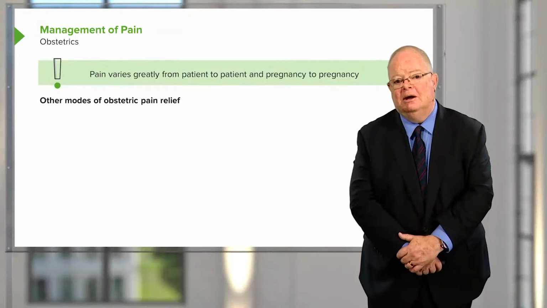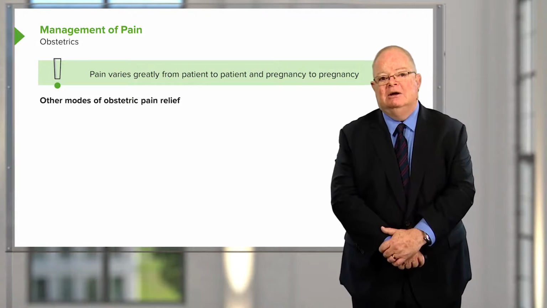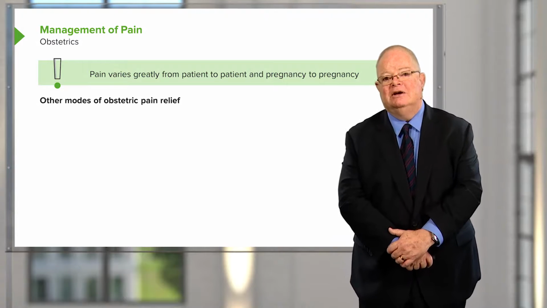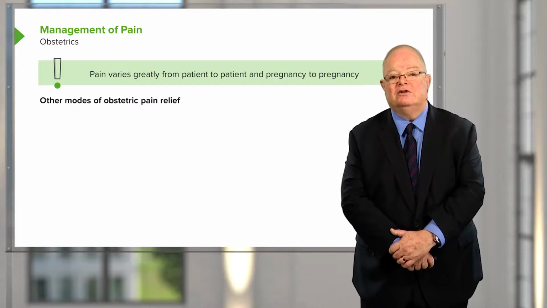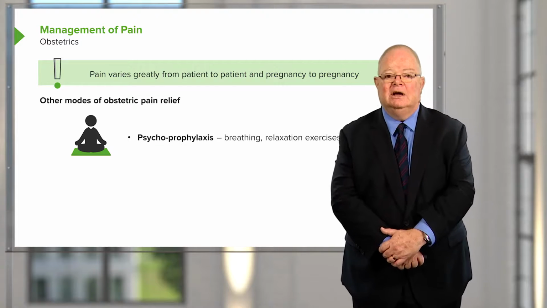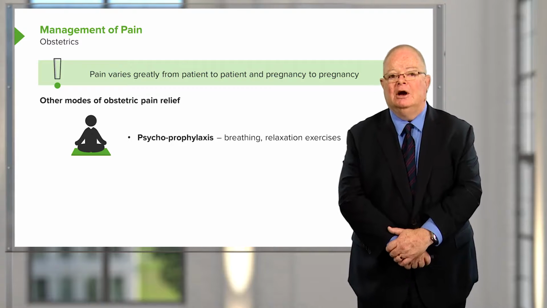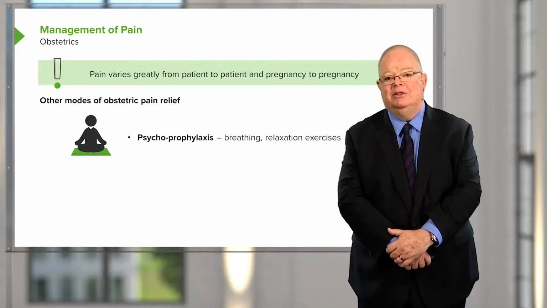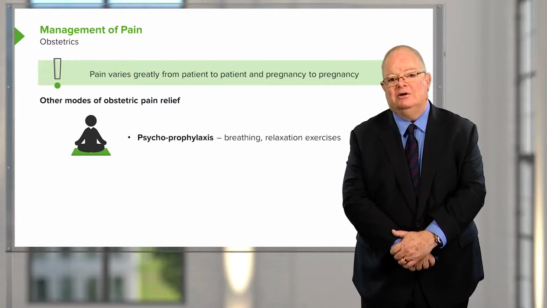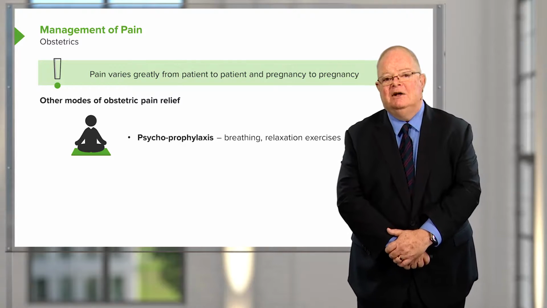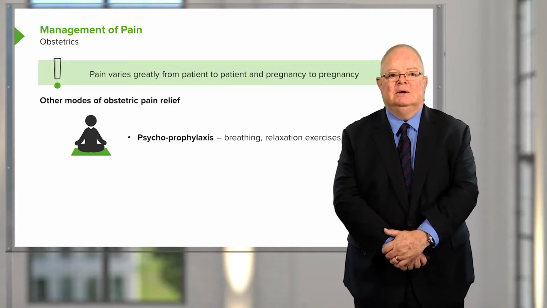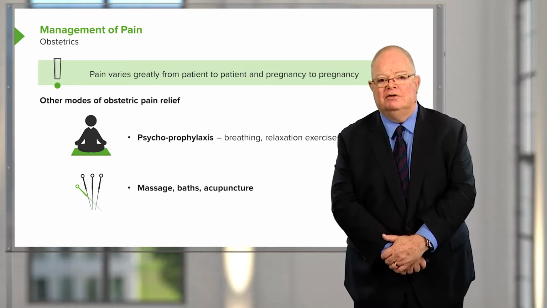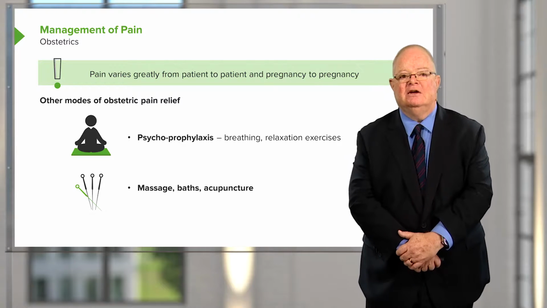There are lots of other modes of obstetric pain relief, but I can say with some certainty that nothing works as well as epidurals. But other modes such as psychoprophylaxis, which is usually mom plus her partner working on breathing, certainly can help in the earlier stages of labor. And certainly mom and the partner, dad in many cases, feel like they're participating in something together, and they can work as a team. Massage, baths, and acupuncture have all been used to varying degrees of success.